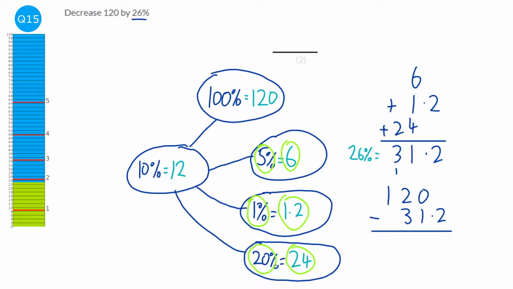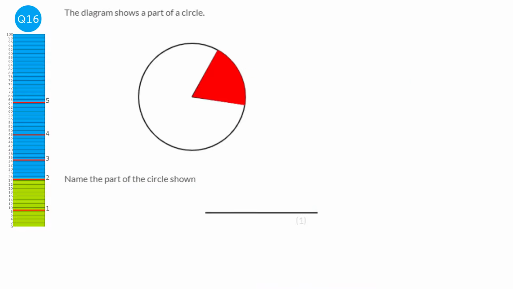So I need to borrow 1 from the 2 to make that a 10, borrow 1 there to make that a 10, and that would be a 9. So 10 take away 2 is 8. 9 take away 1 is 8. And there's a 1 here, so we need to borrow that 1. That's 11 take away 3, which is 8. So our answer is 88.8.